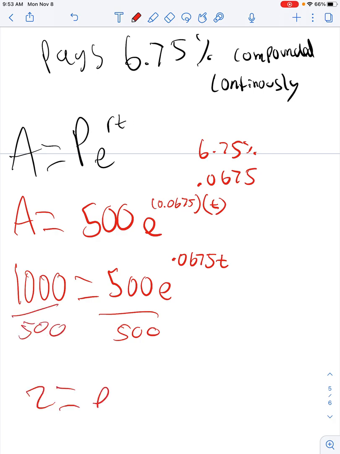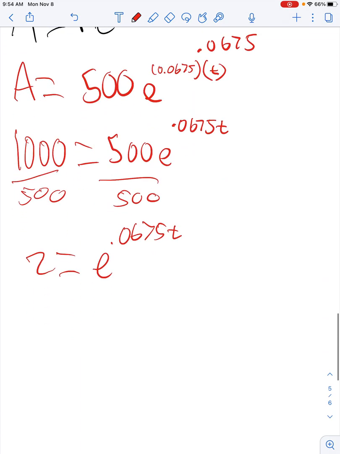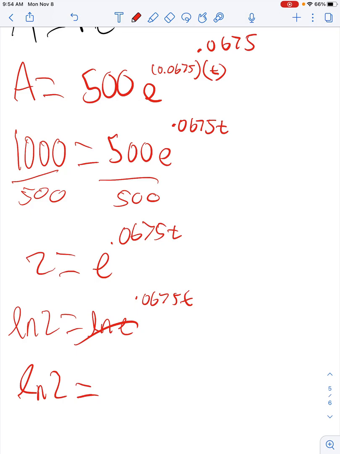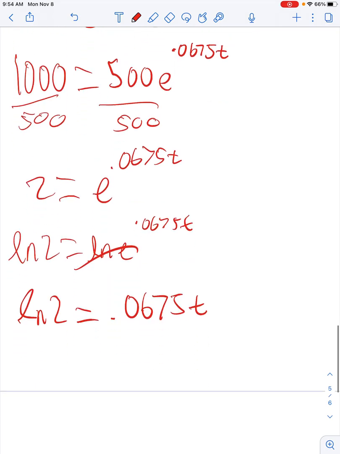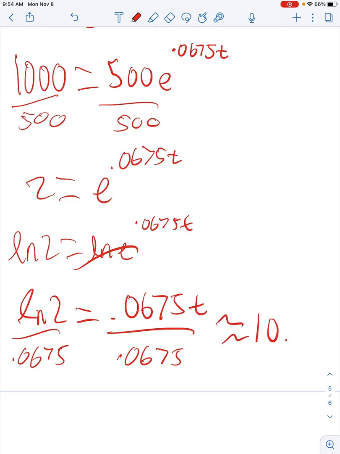So I'm going to start by dividing this 500 on both sides. So 2 equals e to the 0.0675 times my time. Now again, to undo e, I'm going to use the natural log. So the natural log of 2 equals the natural log of e to the 0.0675t, this cancels out. So the natural log of 2 is 0.0675t. So all I have to do is divide by 0.0675 on both sides.